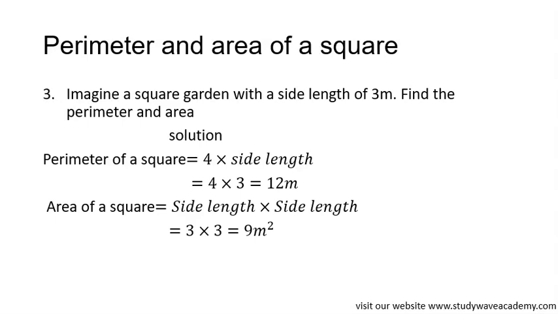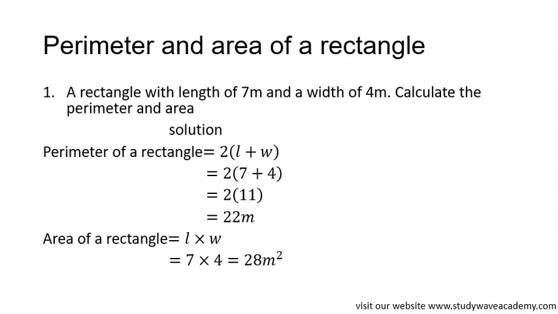So we now know how to find the perimeter and area of a square, right? Now let's look at the perimeter and area of a rectangle. A rectangle with a length of 7 meters and a width of 4 meters. Calculate the perimeter and area.